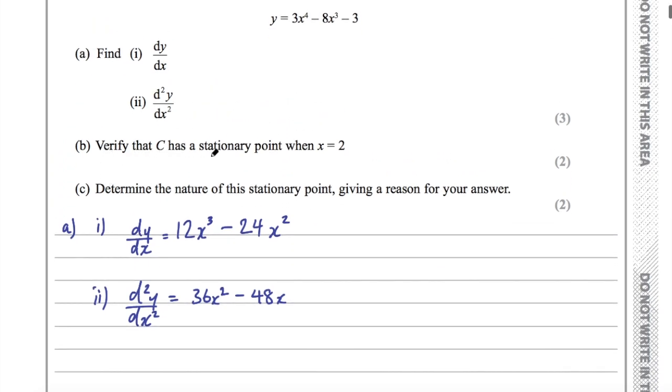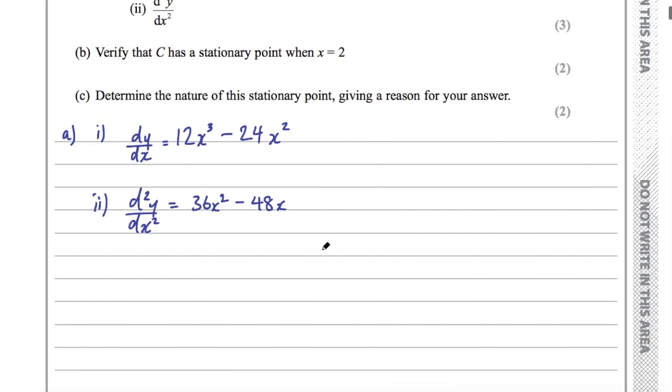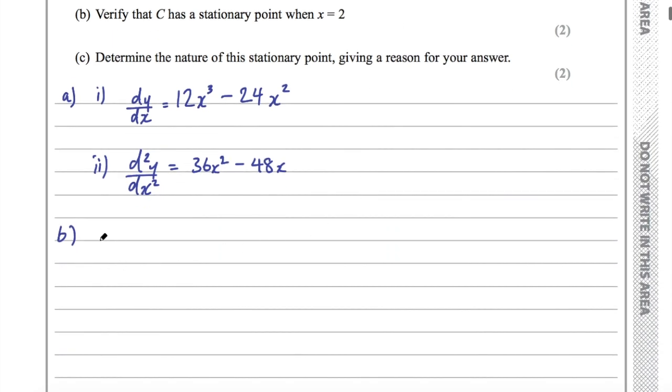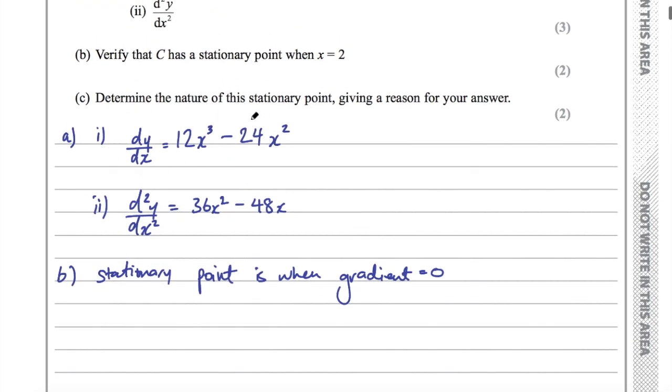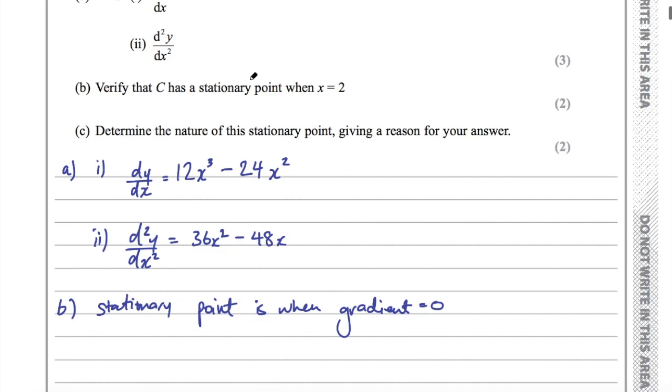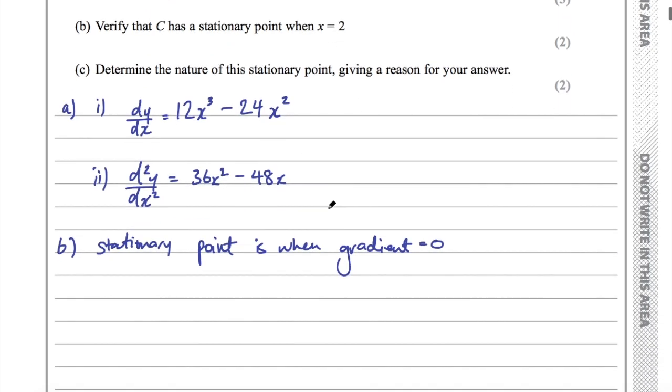Part B says verify that C has a stationary point when x equals 2. Remember, a stationary point is when the gradient is 0. So we could state that. You probably don't need to state that, but just to be clear, a stationary point is when the gradient equals 0. And well, we know that the derivative is the gradient of the curve. So if we substitute 2 into this derivative and it comes out to be 0, then we will have verified that there's a stationary point at x equals 2.